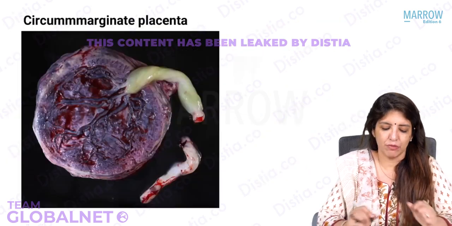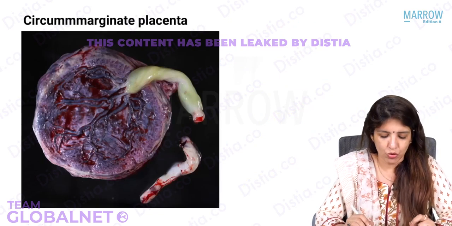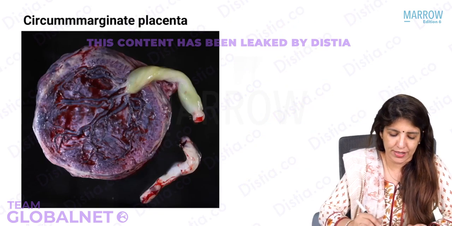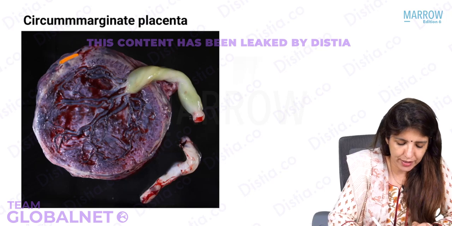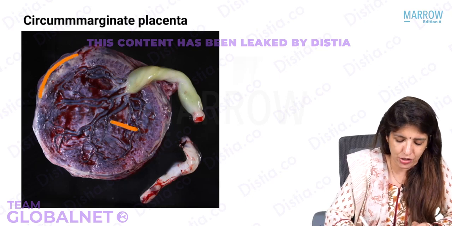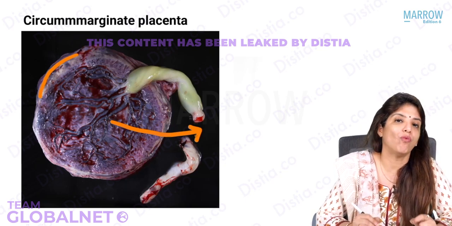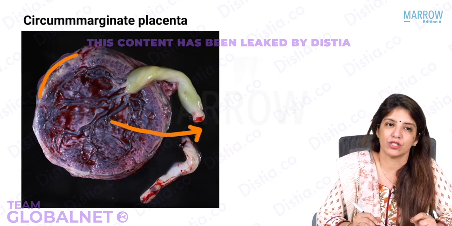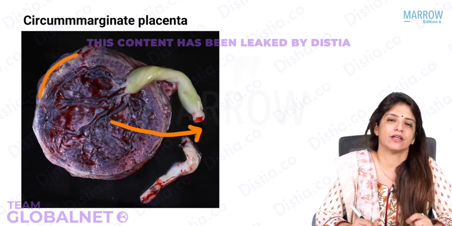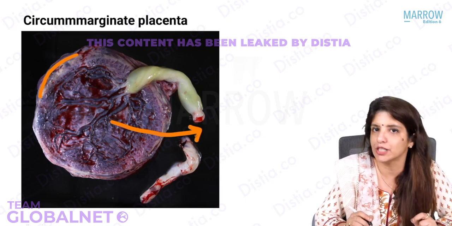Now look at this image over here. In this image, what are you getting? You are seeing that this is the basal plate. This is the chorionic plate. And there is no valve-like thickening present between them. So this is a case of circummarginate placenta.